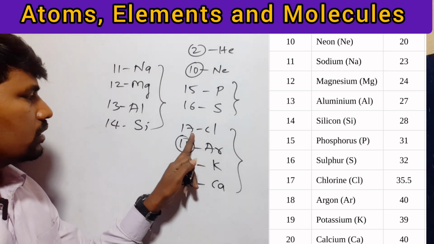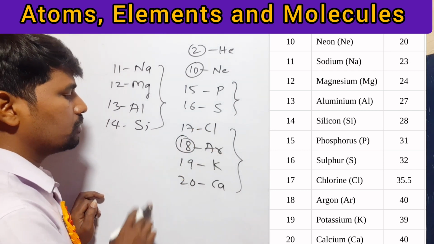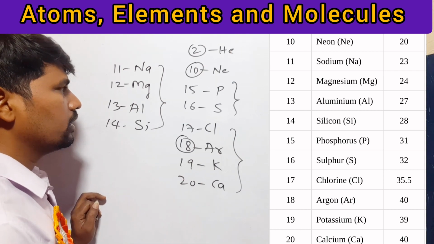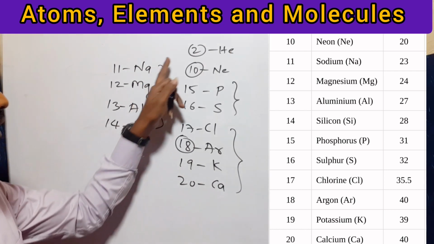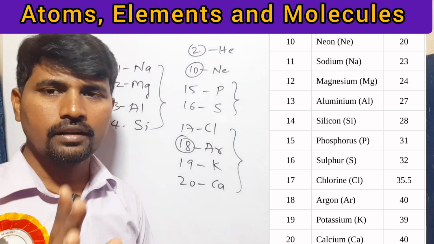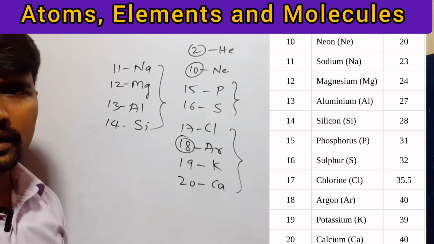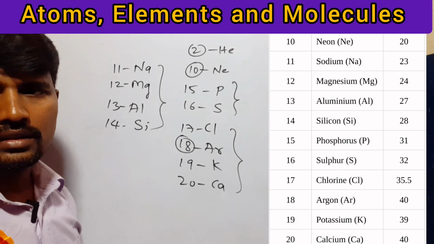Next, before and after: before argon is chlorine, after argon is potassium. Next, the 20th element is calcium. Alright? So spend only one time and finish the work. Dedication is required. Yes, students, next.